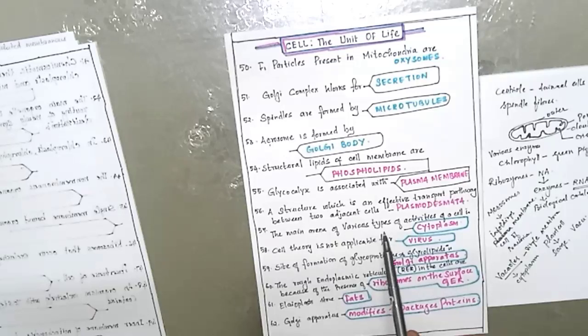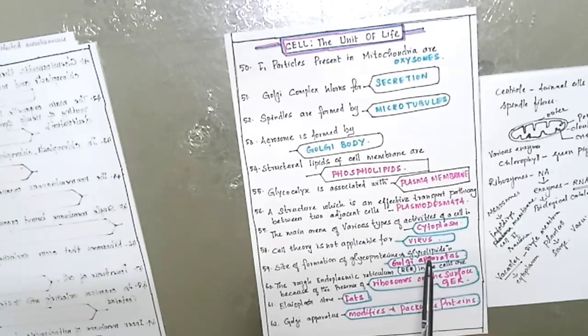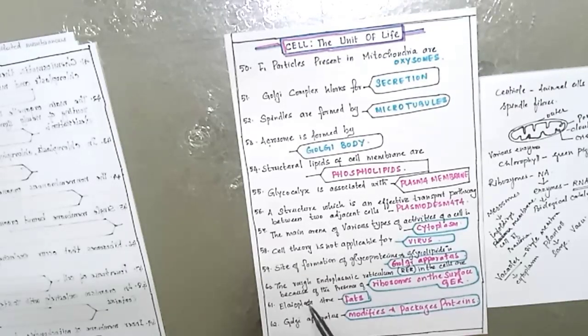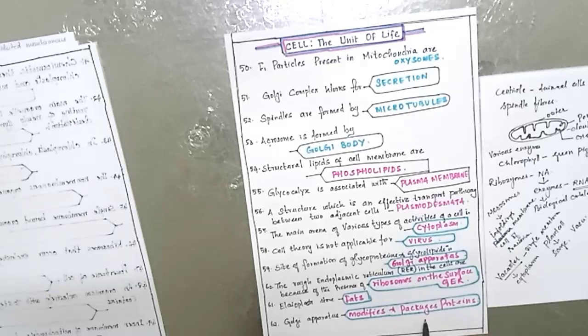The main arena of various types of cellular activities, the place where all the important activities of the cell take place, is the cytoplasm. Cell theory does not apply to viruses. The site of formation of glycoproteins and glycolipids is the Golgi apparatus. The difference between rough endoplasmic reticulum and smooth endoplasmic reticulum is that rough endoplasmic reticulum contains ribosomes on its surface. Elaioplasts store fats. The Golgi apparatus modifies and packages proteins.